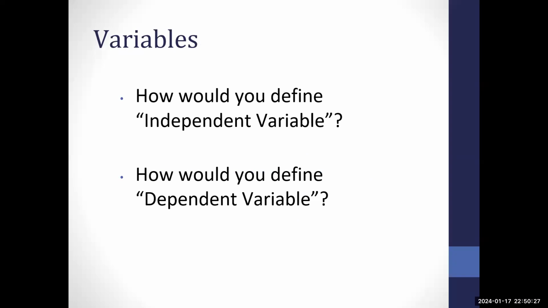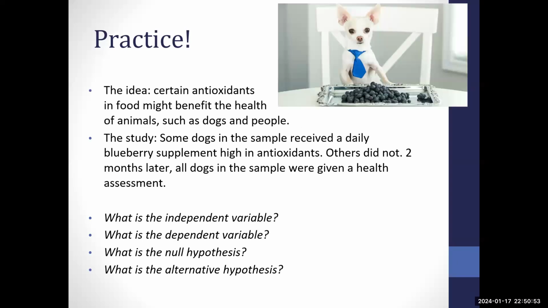Okay, so in order to do this, we have to think about what are independent and dependent variables. Now, what I want you to do, I guess for homework, is to look up a definition for independent variable and look up a definition for dependent variable. And I want you to write those in your notes, and I want you to think about what those mean. And then I want you to do some practice. So you can pause this video, leave this up on your screen, and think about these questions at the bottom.